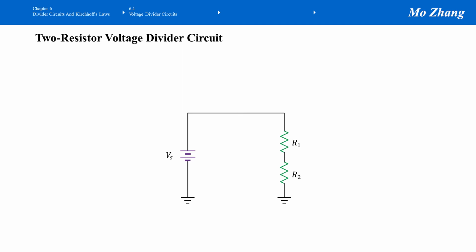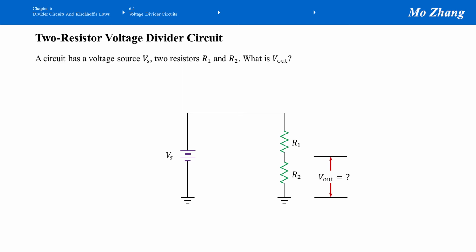Let's say we are interested in resistor R2. We want to know how much voltage drops on R2 if we know the source voltage. We also know resistors R1 and R2's values. Let's derive the general formula for this voltage divider circuit. We know R1 and R2 are connected in series, so the current penetrating these resistors is constant. We label this current I.